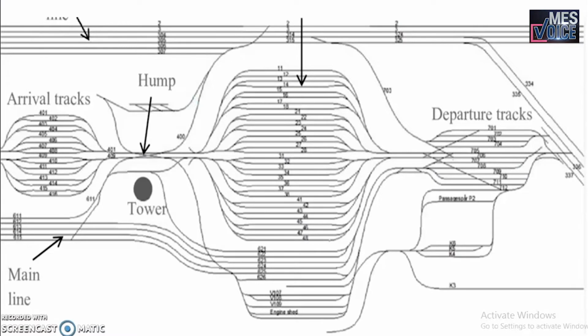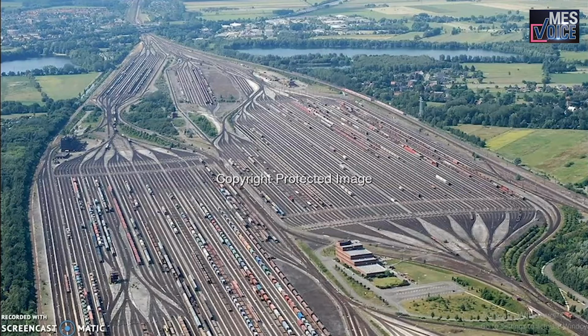This is another picture of a marshalling yard. These are the arrival tracks, as you can see, and there is a hump. After this hump, the train will be automatically sorted into these yards. This is another main line. After the storage process or the loading and unloading process happens in these areas, and when it is completed, the train will be moved to the departure tracks and go to the next destination. This is another image of a marshalling yard.